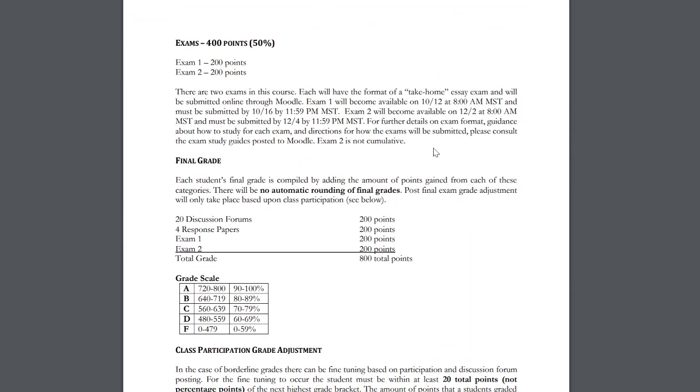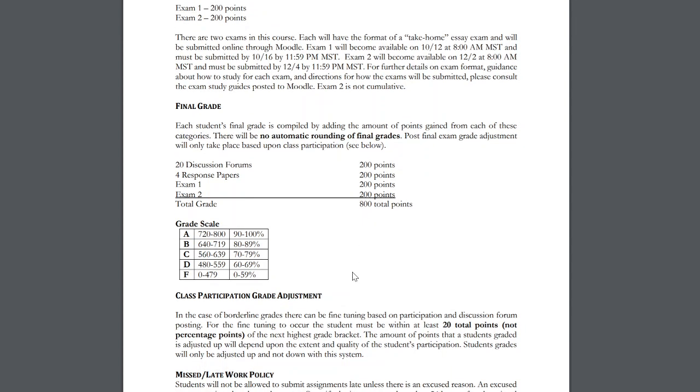So if you put all this together, you can get your final grade, right? You have the 20 discussion forums, the response papers, the exams. That gives you 800 total points, and then your grade will be converted on the following grade scale, A, B, C, D, or F, in 10 percentage point increments.